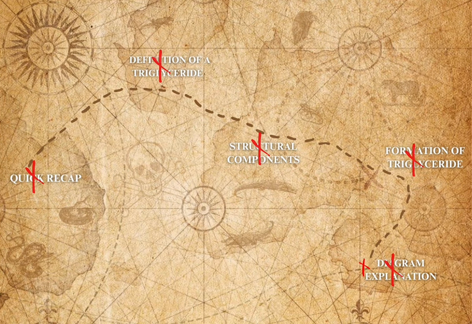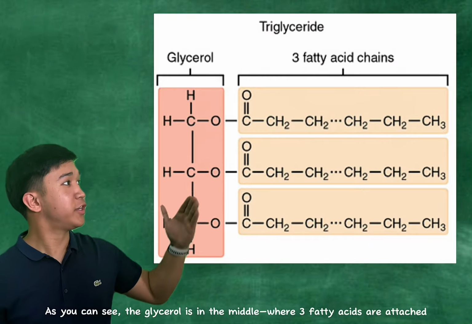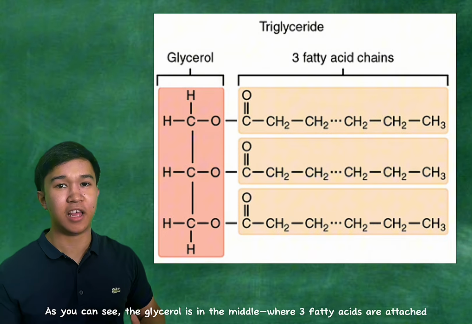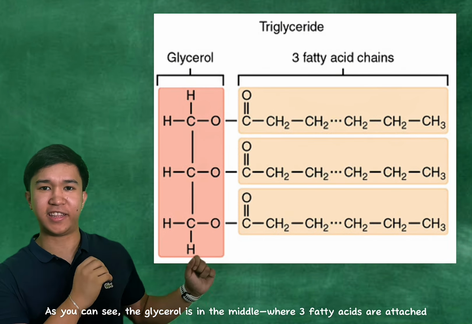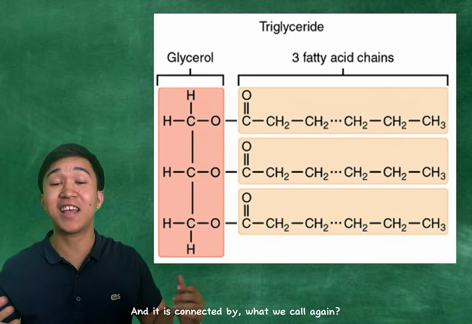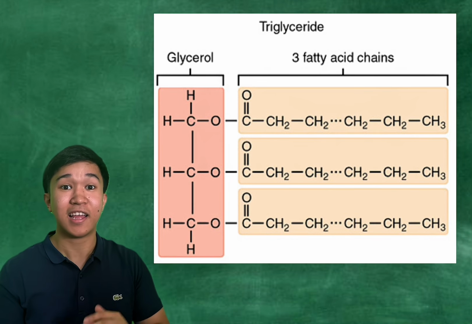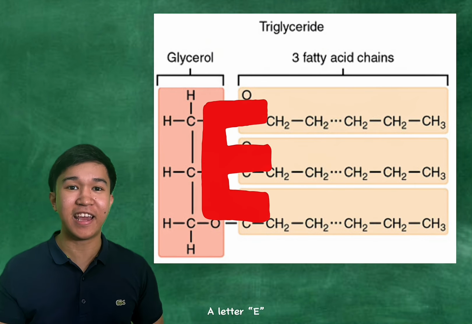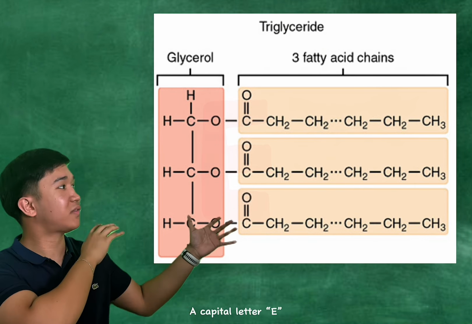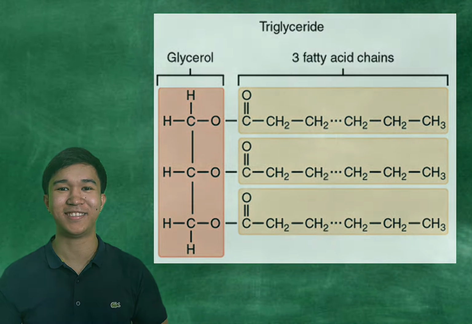Our last stop, the diagram explanation. Here's a sample diagram. As you can see, glycerol is in the middle, where 3 fatty acids are attached, and it is connected by what we call, again, ester bonds. Now, as you can see, it might look like a capital letter E. So its formation looks like a capital letter E. That's all.